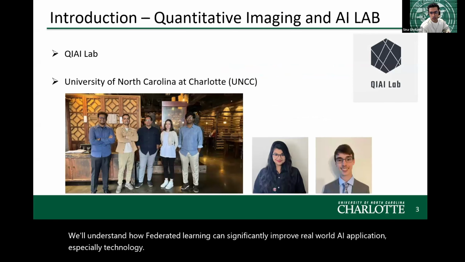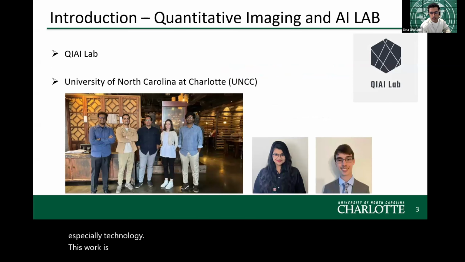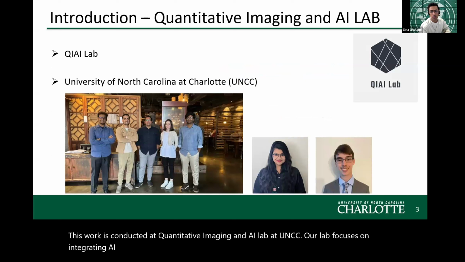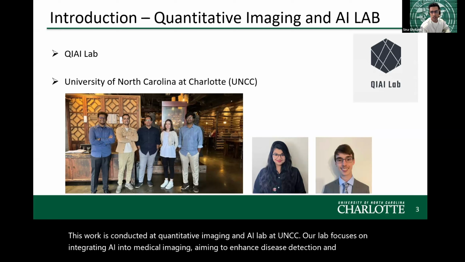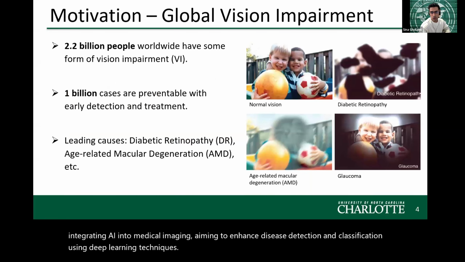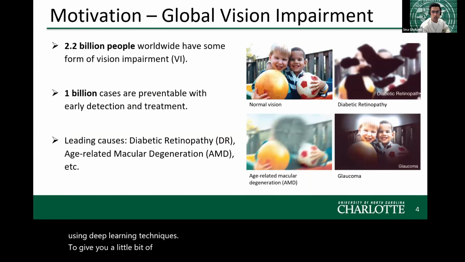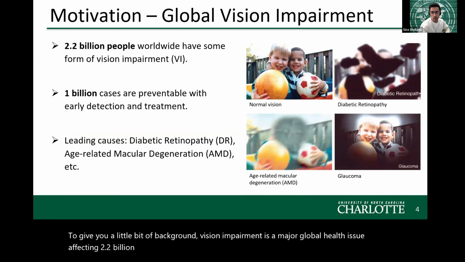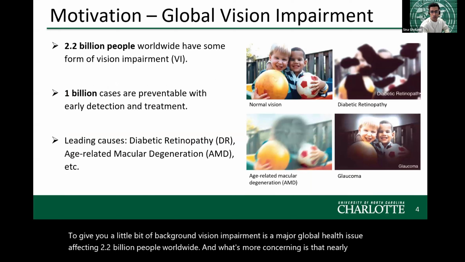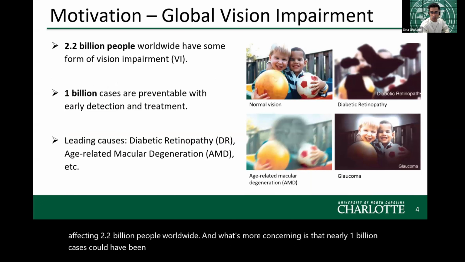Well, this work is conducted at the Quantitative Imaging and AI Lab at UNCC. Our lab focuses on integrating AI into medical imaging, aiming to enhance disease detection and classification using deep learning techniques. To give you a little bit of background, vision impairment is a major global health issue affecting 2.2 billion people worldwide. And what's more concerning is that nearly 1 billion cases could have been prevented with early diagnosis and treatment.